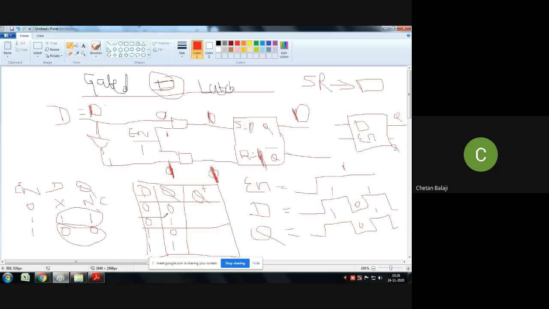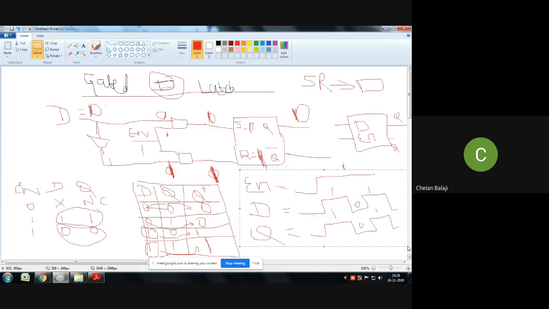If D equals 0 and my Q equals 0, what is my next state, Q plus? It is 0. Since D is 0, this value will also become 0. Since here D is 1, this value becomes 1. Since D is 1, irrespective of your Q, Q plus will become 1.